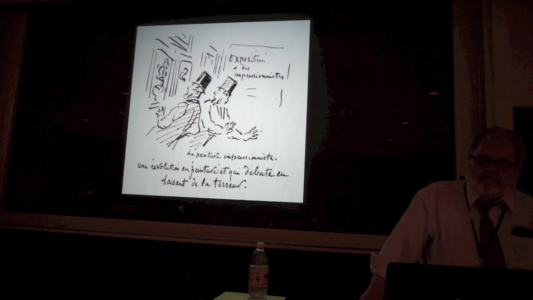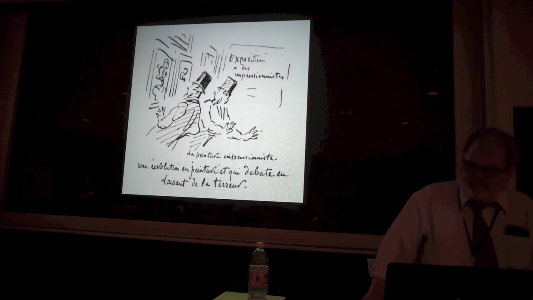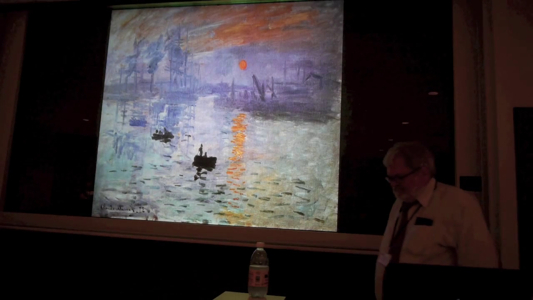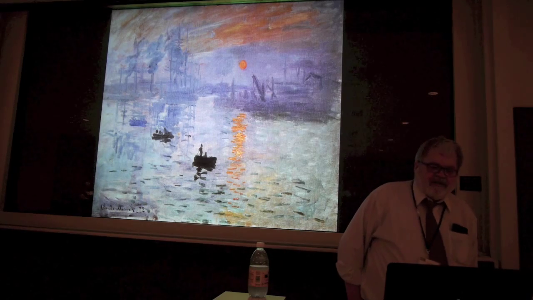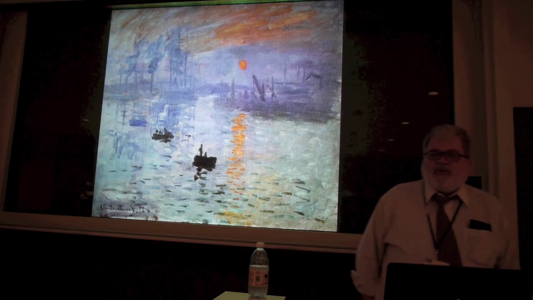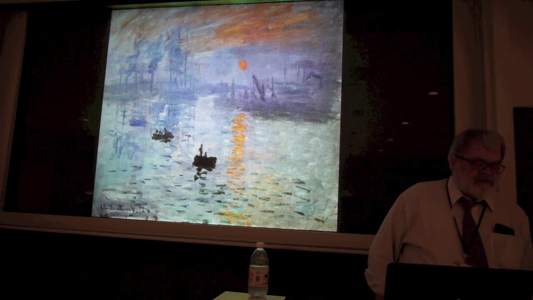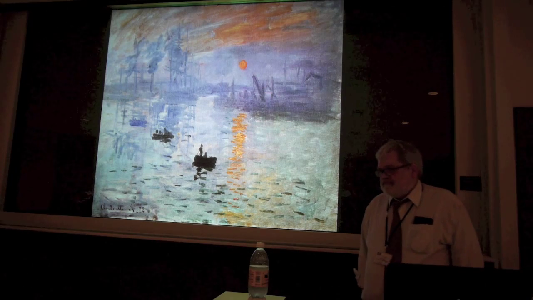The reaction of the public, as you can see from a contemporary cartoon, was less than calm. The image that is credited with having started that revolution was done in 1872 by Claude Monet. And it's simply called Impression, Sunrise. It's a painting of the harbor at Le Havre.